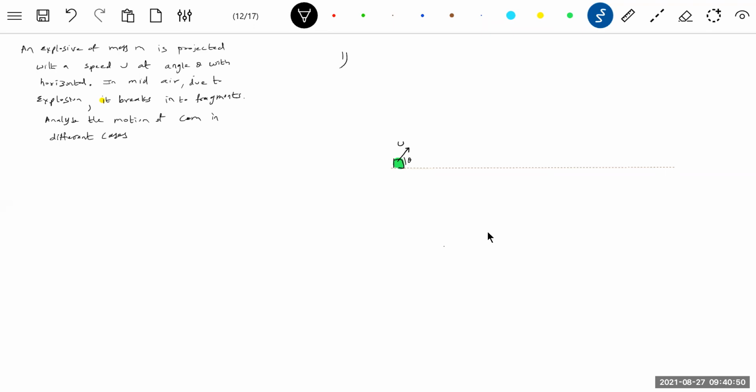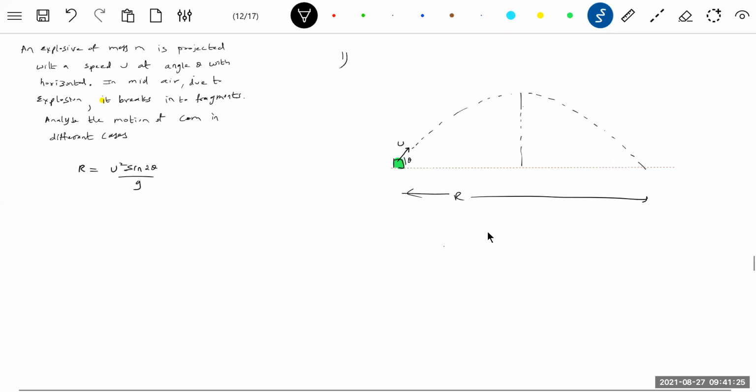Now if there were no explosion, it would have just continued its trajectory. If there were no explosion, the explosive would have continued its trajectory and landed at a distance, at a range r. What is this r? This r is equal to u square sine 2 theta by g. This would have been the range if no explosion occurs.